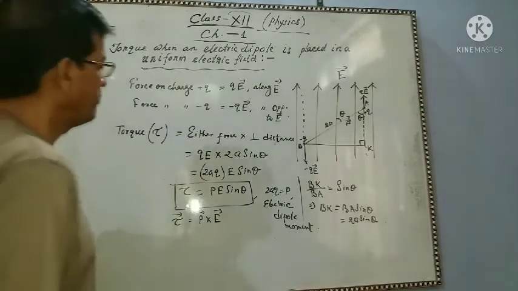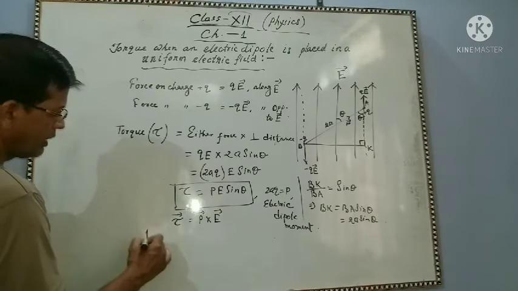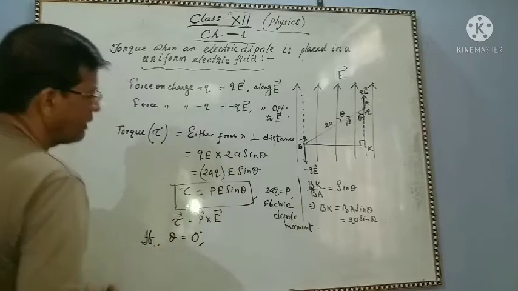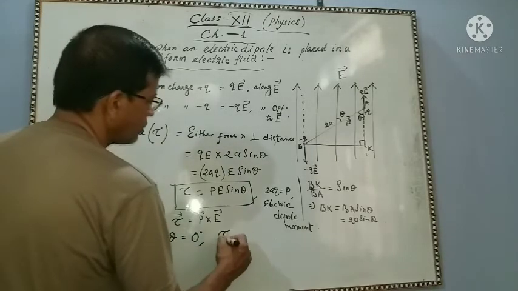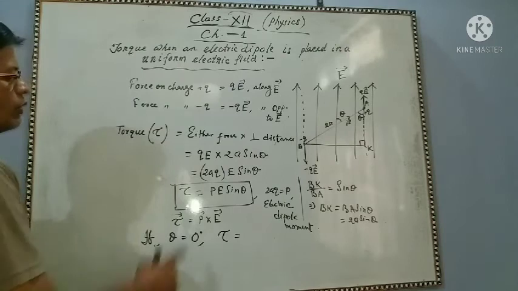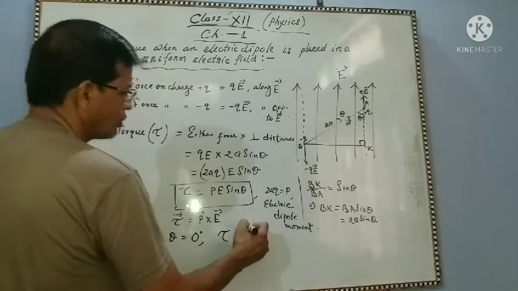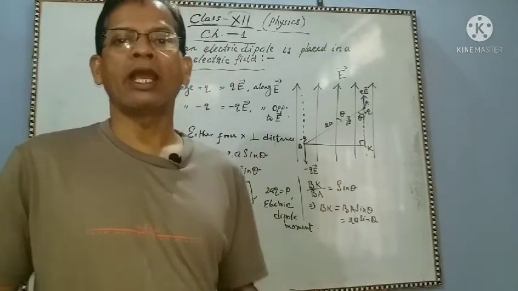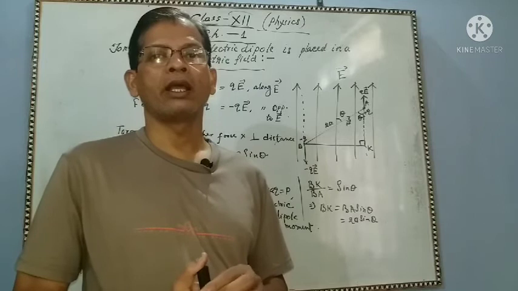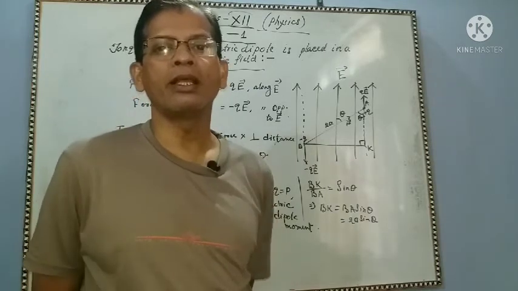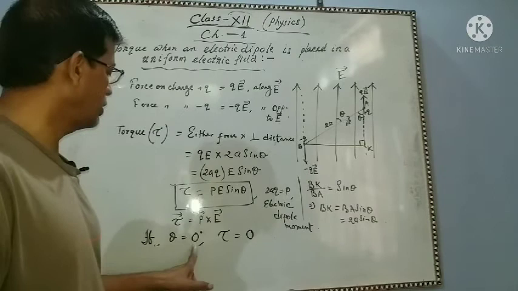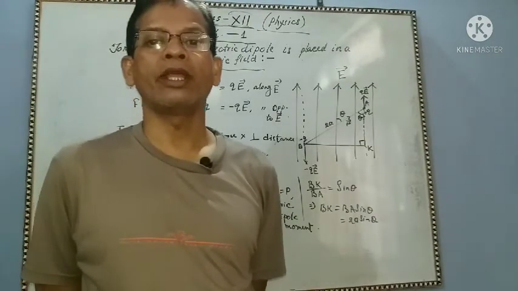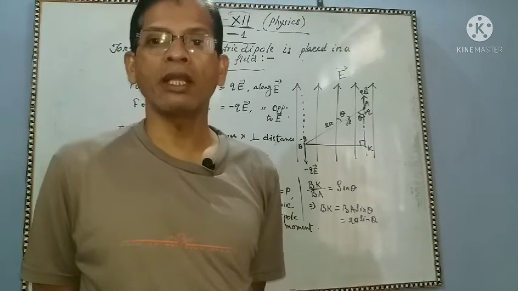Now you see, if theta equals 0 degree, then what will happen? Then what will be the tau? Then tau equals sin 0, which is 0. So tau equals 0. So there will be no torque, and this is called stable equilibrium. When theta equals 0, tau equals 0. This is called stable equilibrium. That means the dipole is in stable equilibrium.